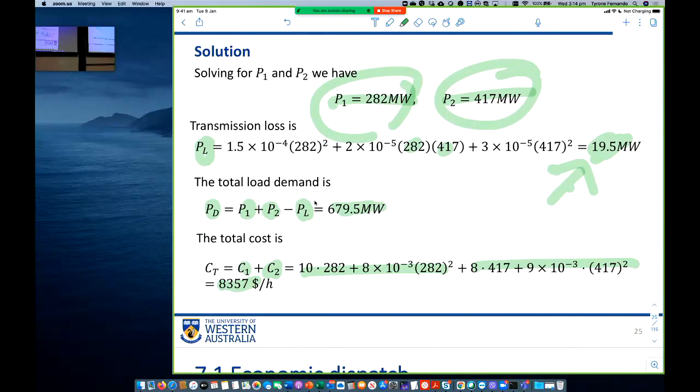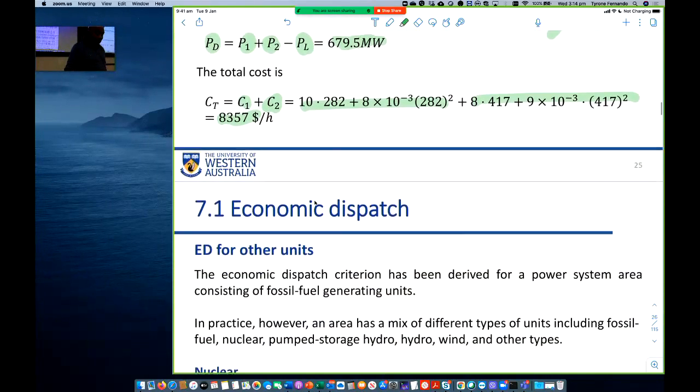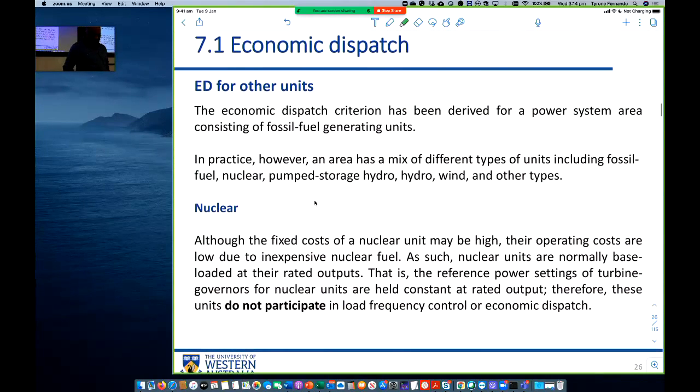So that is economic dispatch. If ignoring transmission losses, we don't need a penalty factor. If you do not ignore the transmission losses, we have to associate a penalty factor with the incremental costs. So, economic dispatch.